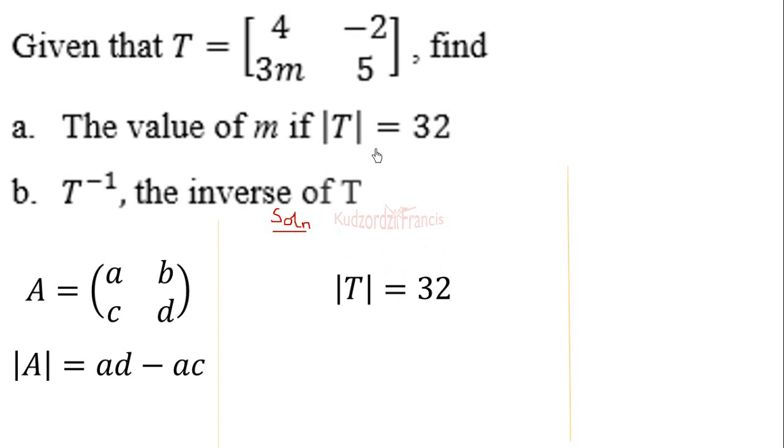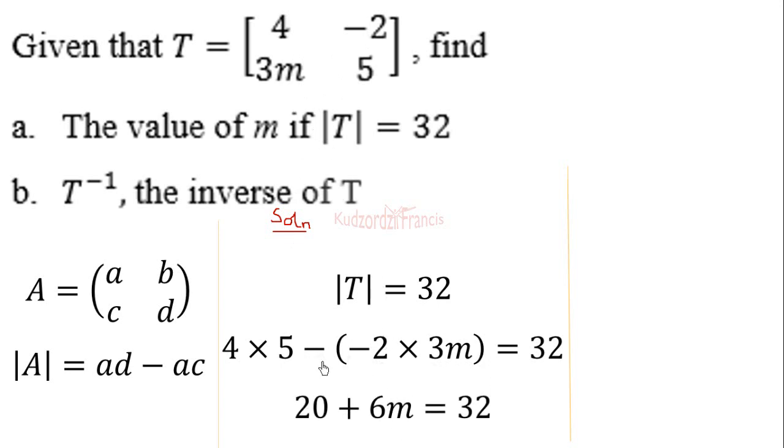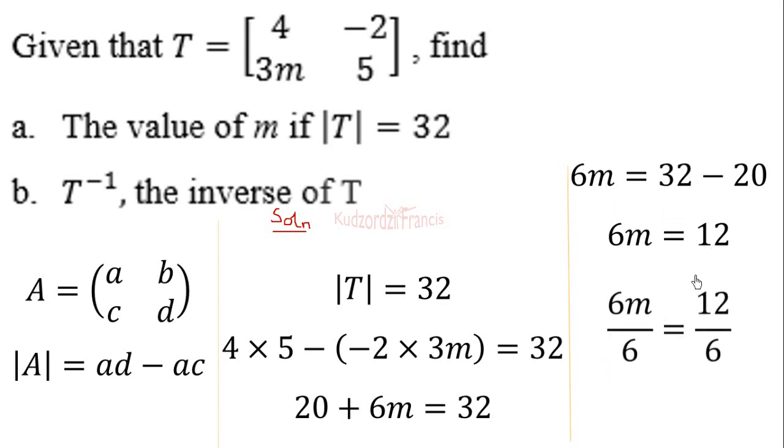So we use the expression given to us. We're given that the determinant is equal to 32. So the determinant of this matrix is given by 5 times 4, or 4 times 5, minus -2 times 3m. Now when you simplify, this negative gives you positive 6m, and we now subtract 20 from both sides, and that will give you 6m is equal to 12, and we divide both sides by 6 to get m equal to 2. So you've answered the first part of the question, m is equal to 2.